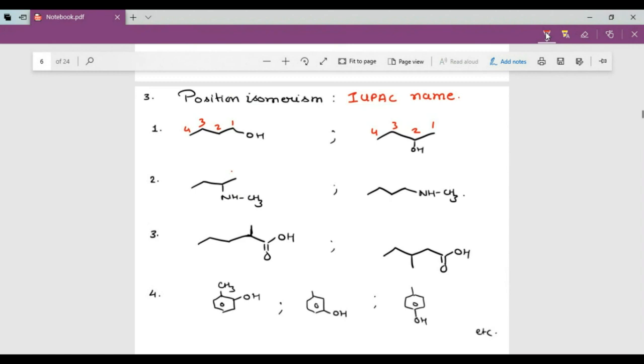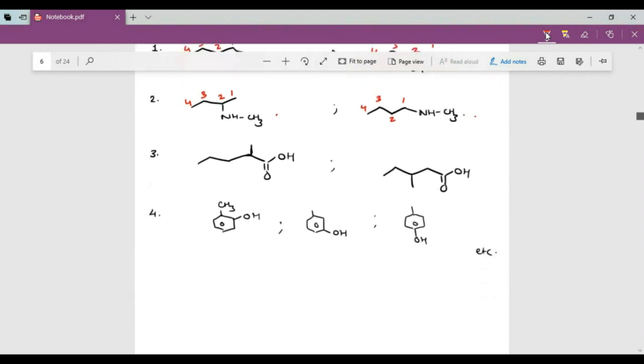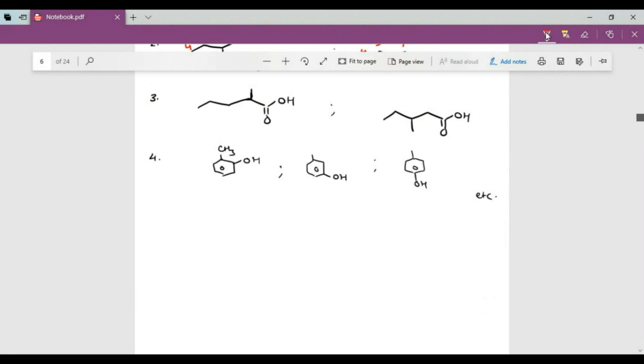Coming back to this, the longest parent chain is taken. Position 2 is having a methyl. Here the longest parent chain is taken, and position 1 is having a methyl. So see, the only difference in the two names will be the relative position of the methyl. This one will be called 1-methyl butane and this one 2-methyl butane. So the only difference is position. So they are also positional isomers.